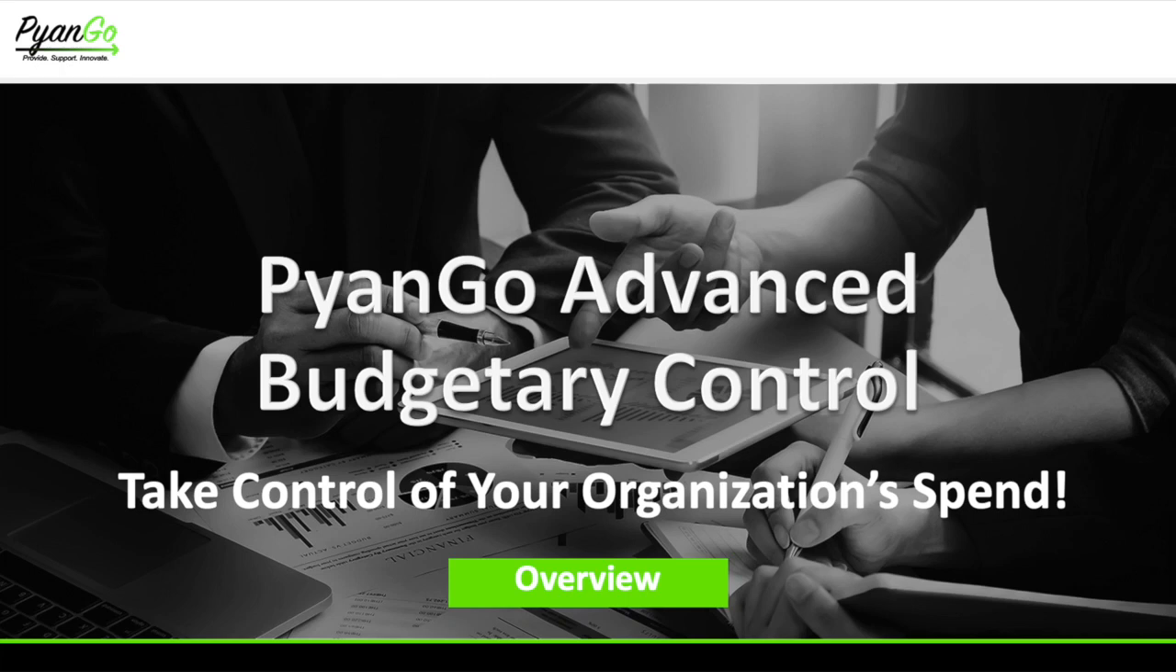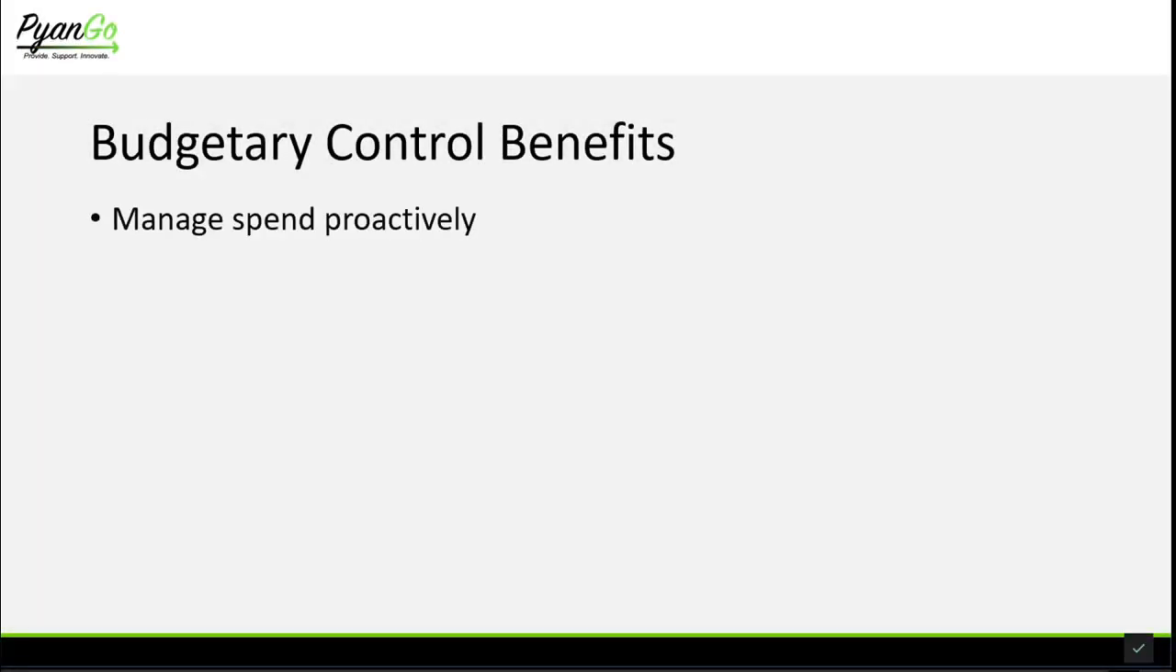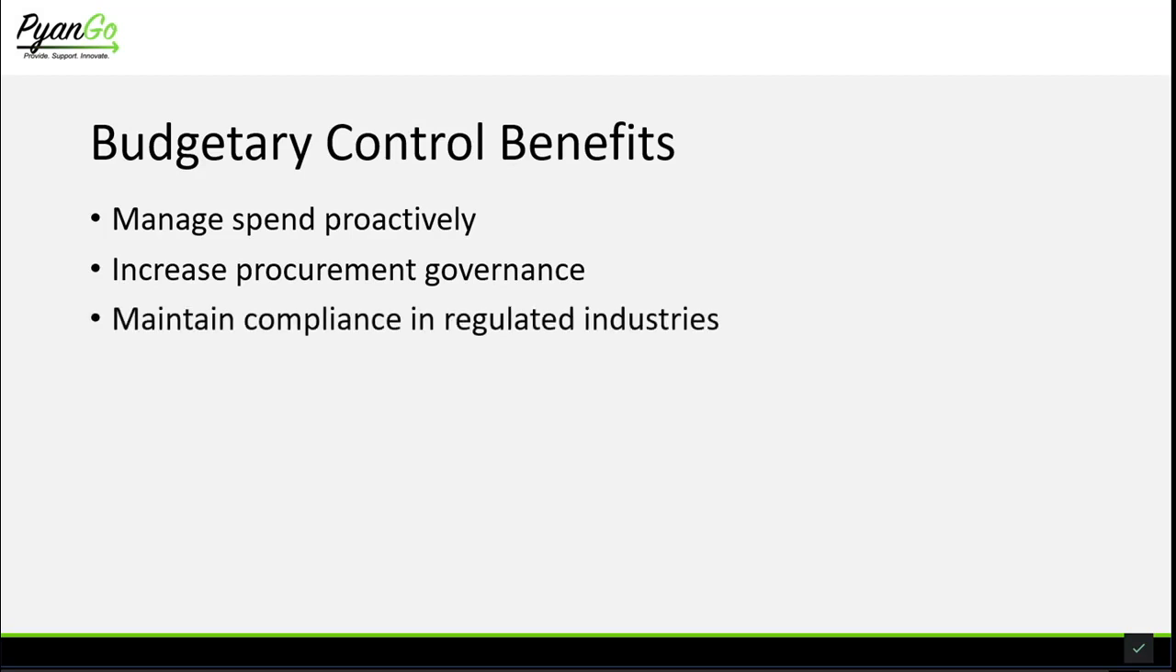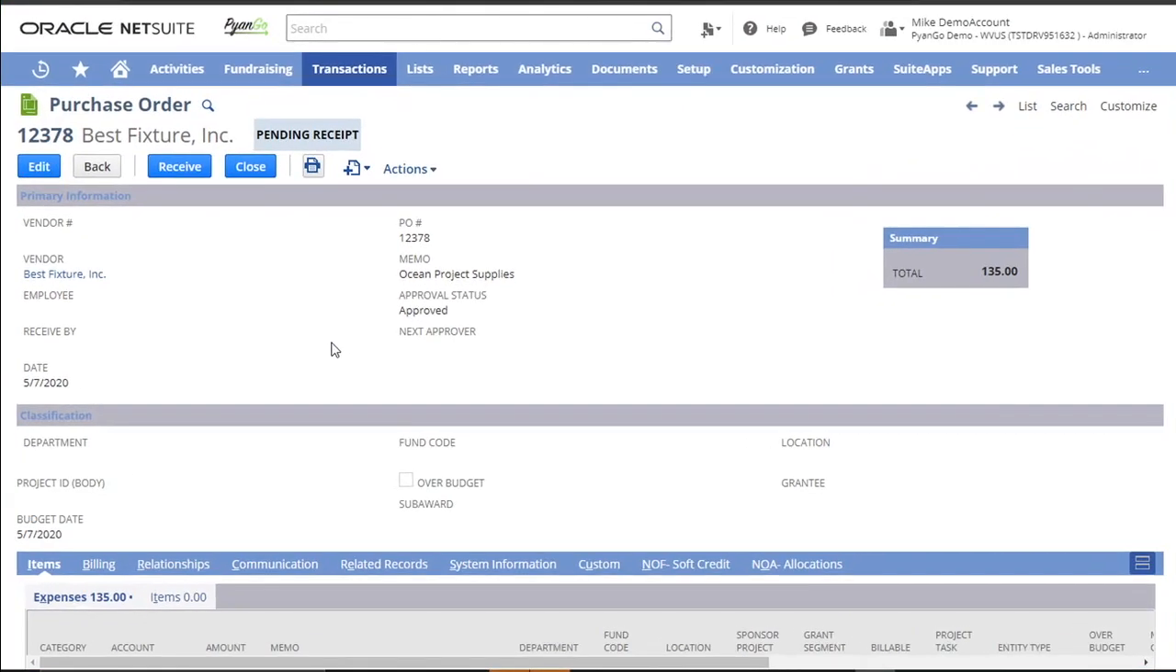PyanGo's budgetary control solution allows enterprises to manage spend proactively, increase procurement governance, comply with regulations, and improve efficiencies. You can track spend throughout your organization in all NetSuite expense transactions, including purchase requisitions, orders, vendor bills, expense reports, and journals. Let's see PyanGo's budgetary control in action.